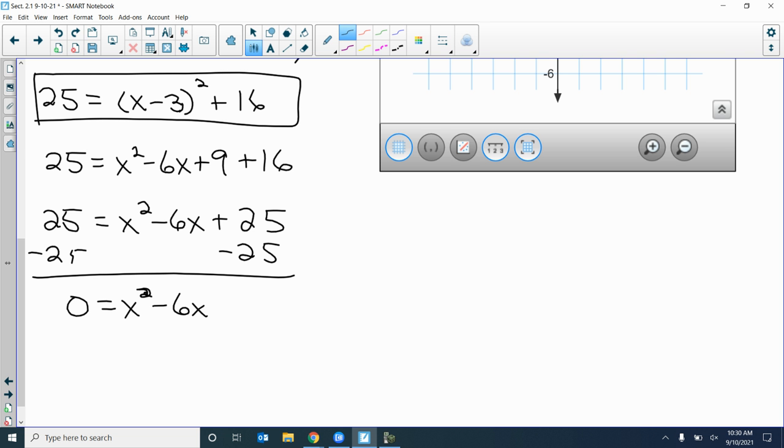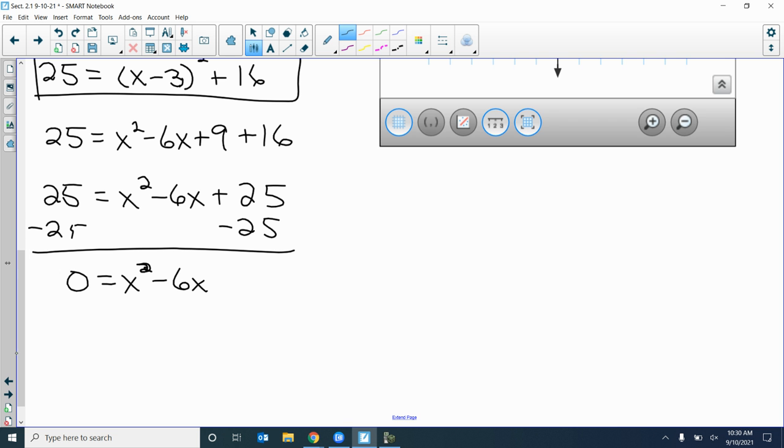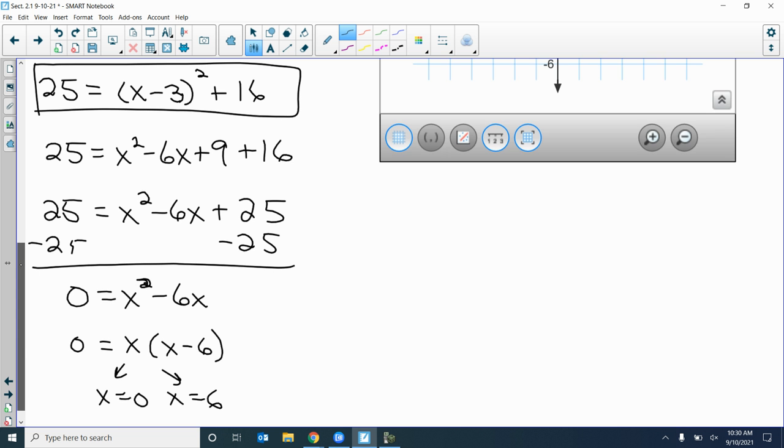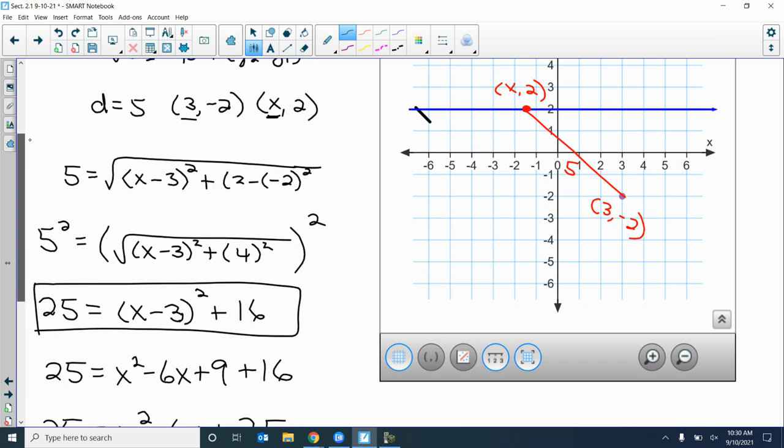That factors. What do you got to do? Just take out what? X. Take out an X. And so I get 0 equals X times X minus 6. And so X equals 0, and then X equals 6. We said there's 2 points. Those are going to be your X coordinates. What's the Y coordinate for both points? 2, right? So look up here.